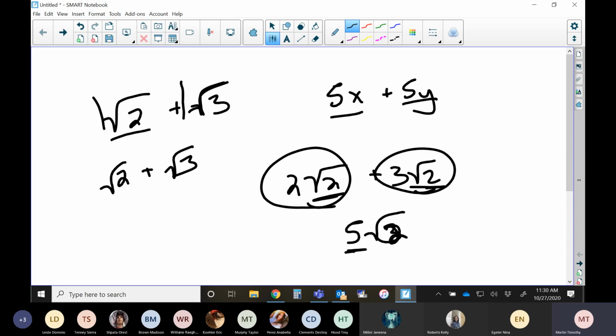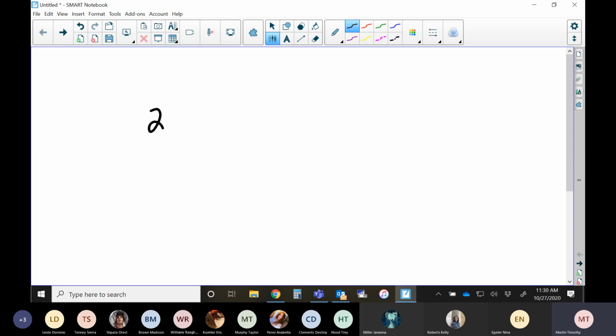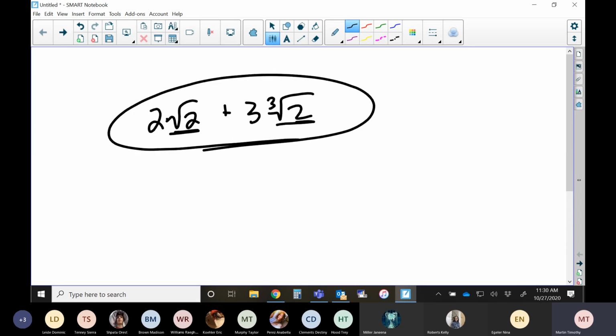In math, I'm telling you that it is tricky, right? So if I have 2 square roots of 2, and I add 3 cube roots of 2, again, I can't add those together because these are square roots of 2. That's cube roots of 2. These are not like terms. That would be as simple as I can get that.